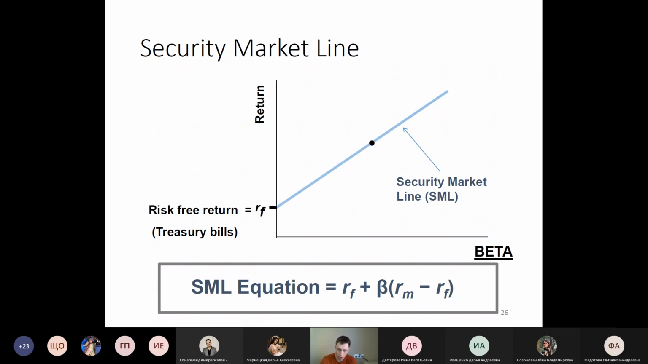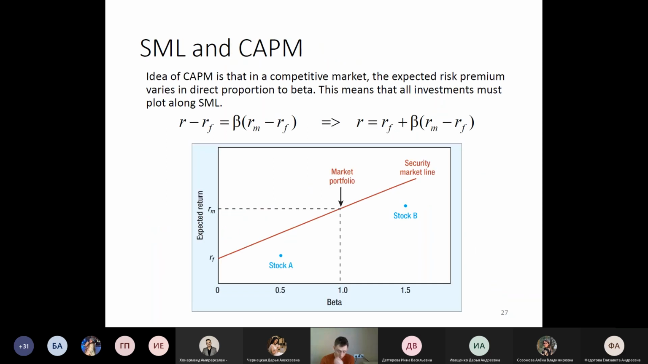As for the security market line, in order to draw it, the slope of this line is determined by the capital asset pricing model formula. The higher the beta coefficient, the steeper the line would be. So for the more risky assets, we might have higher risk and higher return.